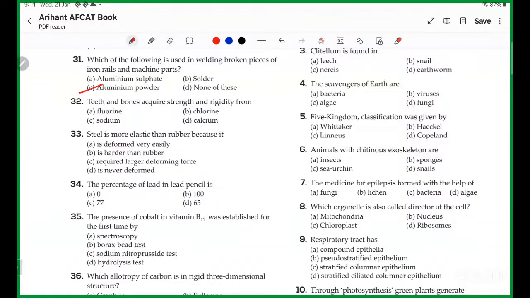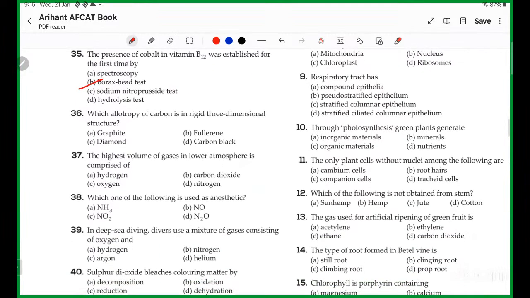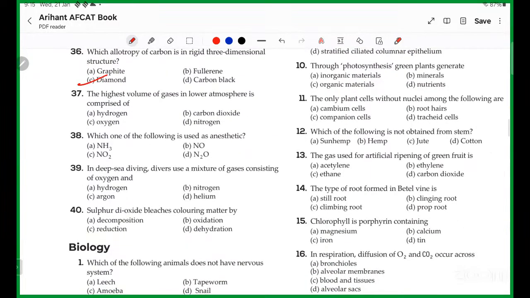What is the strength of bones due to? It is due to calcium. Steel requires a large deforming force. The percentage of lead in pencil is 0%. The presence of cobalt in vitamin B12 was established for the first time by the Borax bead test, as I told you above. Which allotrope of carbon has a 3D structure? Diamond. The highest volume of gas in the lower atmosphere is nitrogen.